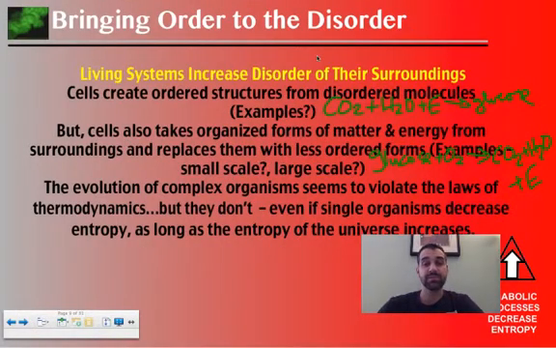Living systems can organize or bring order to the disorder. We create ordered structures inside of our cells from disordered molecules, right? Plants can make glucose. We can store glucose, and not just store the glucose, but we can store it as glycogen, okay? Cells can create ordered structures from disordered molecules. Plants take CO2 and water and energy to make glucose.